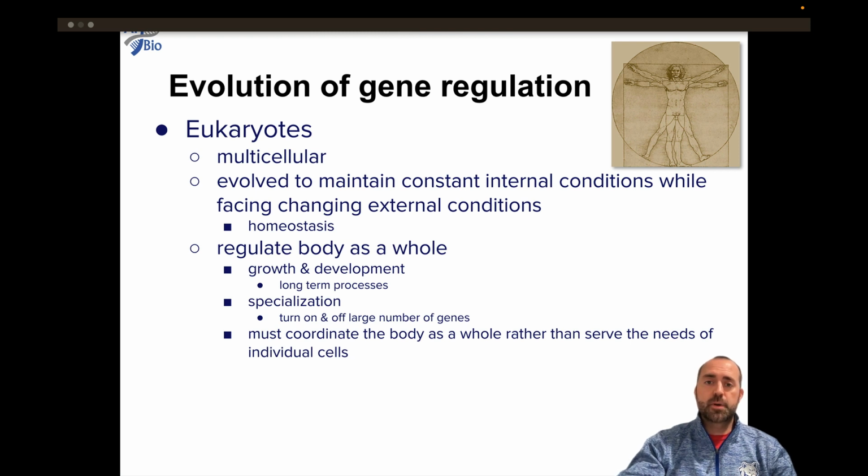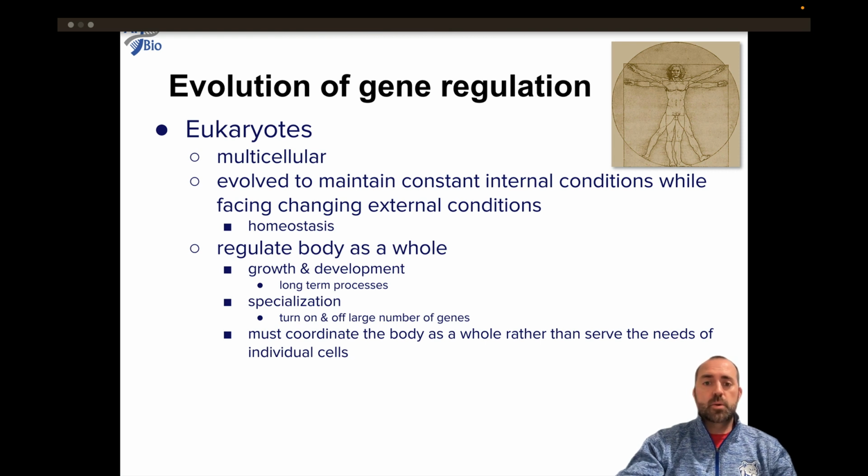Now, for eukaryotes, since we are multicellular, our cells take on different functions throughout our lifetime. We've evolved to maintain a constant internal environment despite what's changing externally. We maintain constant internal conditions, maintaining homeostasis, so gene regulation plays a big part in that. We have to regulate our body as a whole. We have to regulate growth and development. So it's a very long-term process, turning certain genes on for growth and then turning them off when we want to stop growing. Same thing for development of certain organs.